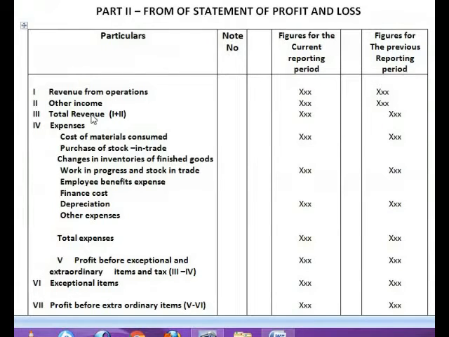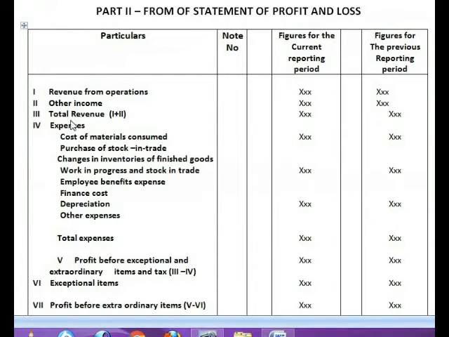Then the first item is revenue from operations. The revenue from operations includes the revenue from sale of products, sale of services and other operating revenue. The next item is other income. Then the total revenue we get from the revenue from operations plus other income.